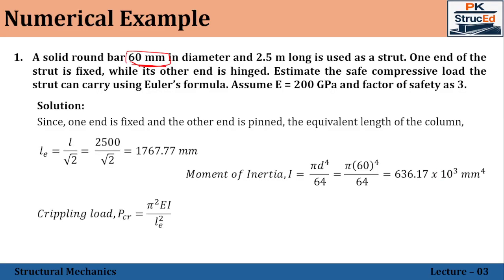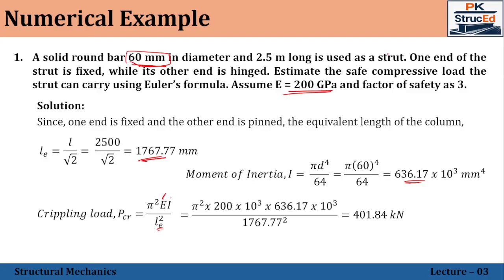Now the crippling load as per the Euler's theory is calculated as pi square EI by LE square, where LE is the equivalent length of the column. So here LE is calculated as 1767.77 mm, where E is given as 200 gigapascal and I is computed as 636.17 into 10 power 3 mm power 4. So substituting that value, and again one more thing is that here it's been given as gigapascal. So we are supposed to write everything in terms of Newton and mm, in the sense we need to write in terms of megapascal, because megapascal is equal to Newton per mm square.